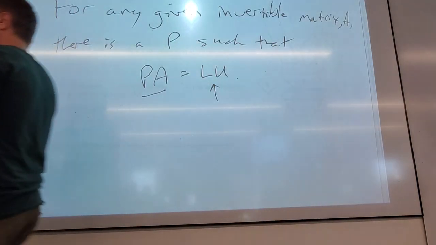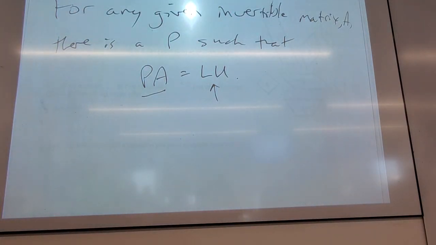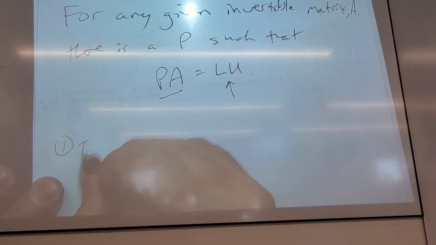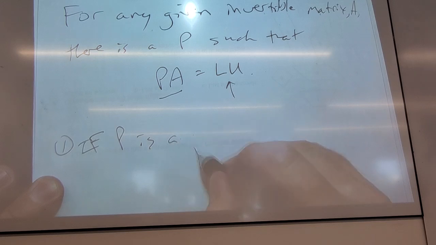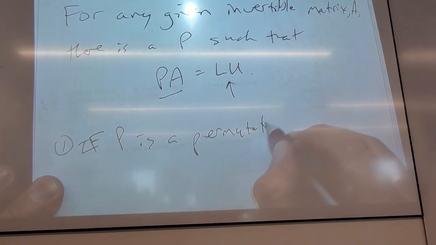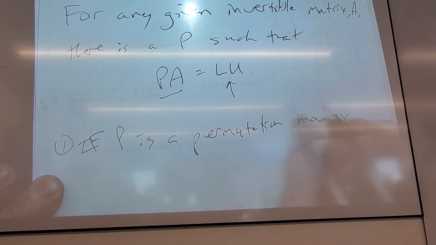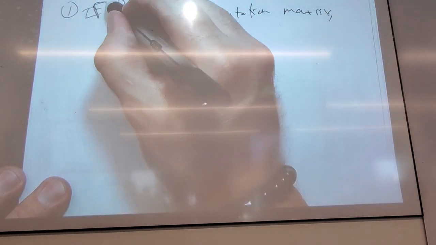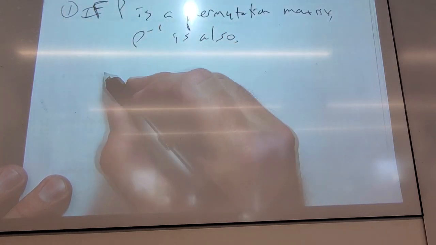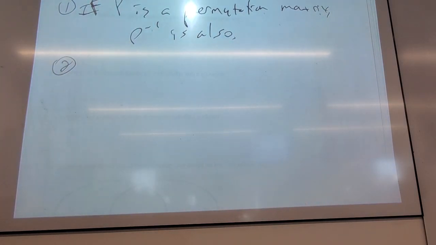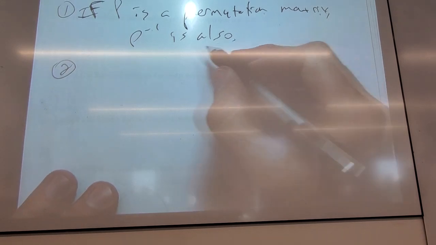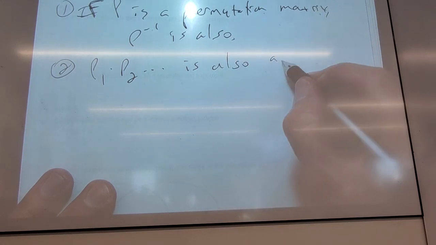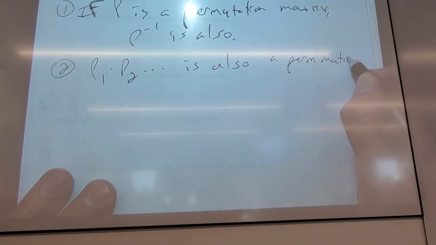Let me not forget any of these little things. If P is a permutation matrix, P inverse is also. Specifically, it's the permutation that undoes this permutation, so it only makes sense that it is also a permutation matrix. P1 times P2 is also a permutation matrix. This is all very nifty stuff. I'll call it a perm matrix.